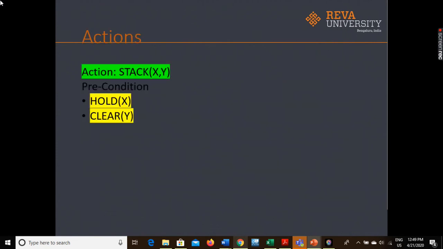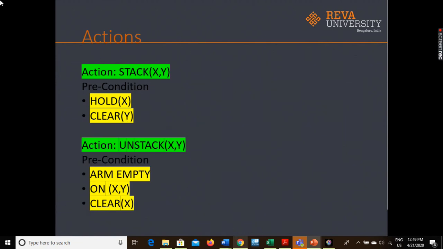Now there are 4 actions that we need to perform in order to achieve the goal state from the start state. The first action that we need to perform is stack x over y. Over here the precondition that needs to be satisfied in order to execute this action is the robot arm should be holding x, and also the block y should be clear. That means no other block should be placed on this particular y block.